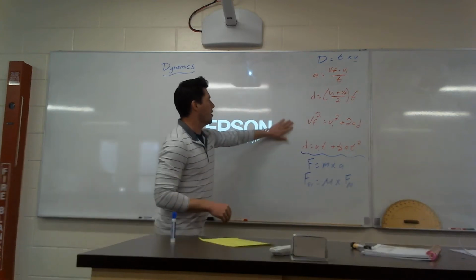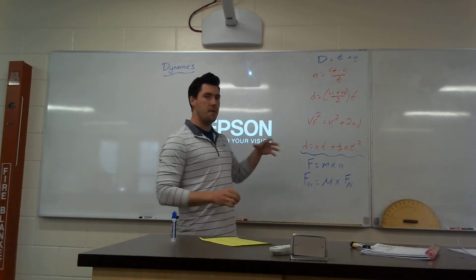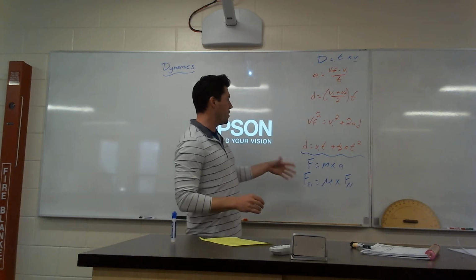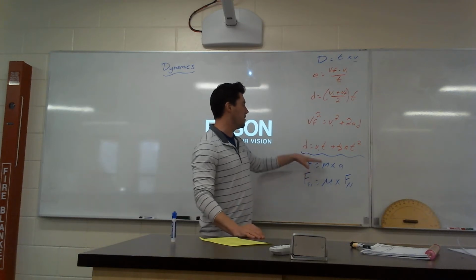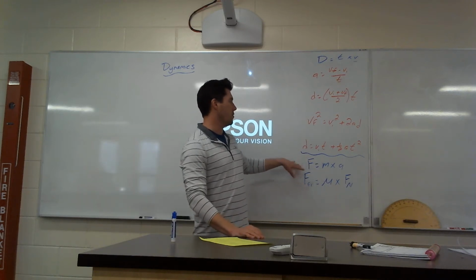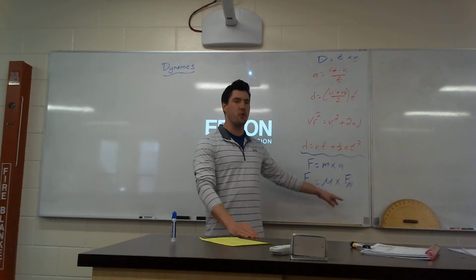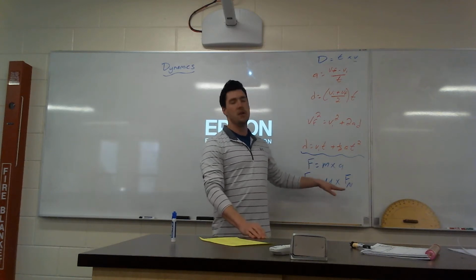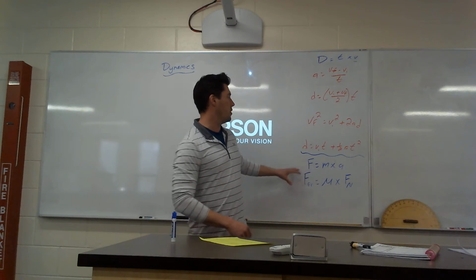So here's our dynamics formulas. They are just basically these two very simple formulas. Force equals mass times acceleration, and then we bring in our frictional force. So force of friction equals mu times the normal force. Those are our only two formulas here.